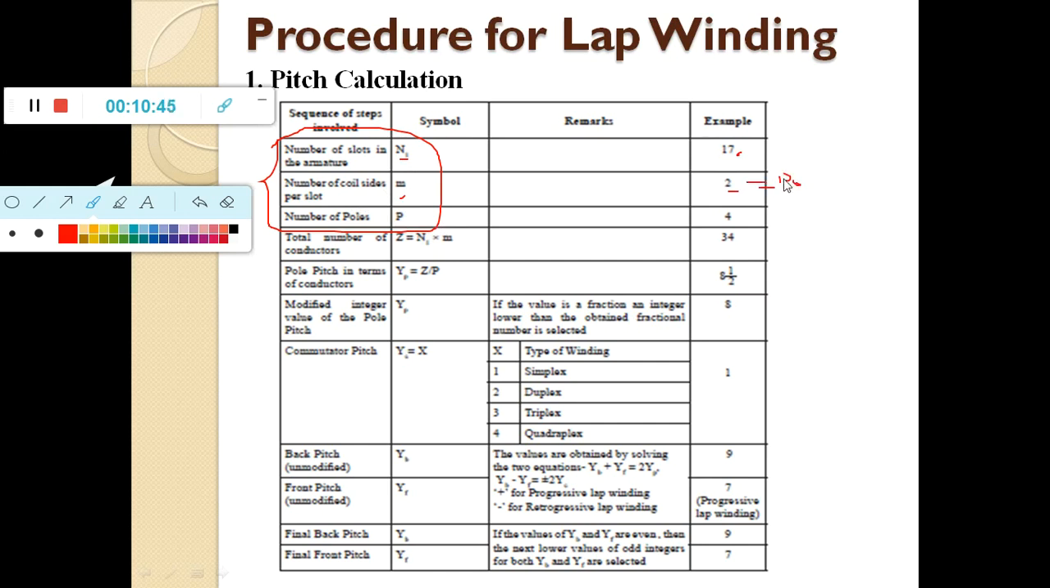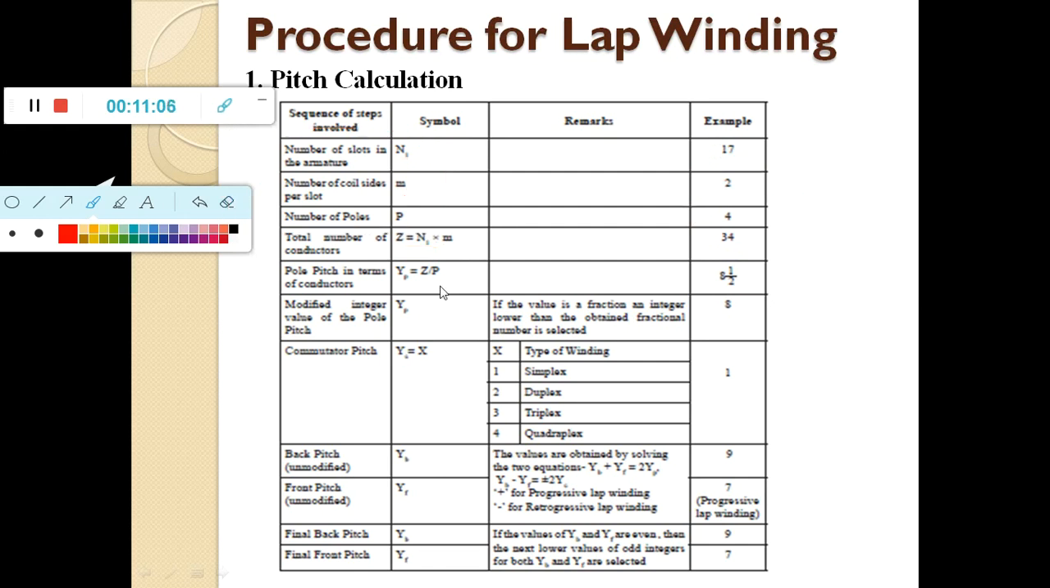It is a double layer, and number of poles is equal to 4. Now I need to calculate the total number of conductors. Z is equal to NL into M, 17 into 2, it will give us what? 34. So the total number of conductors is 34. We have 34 conductors, right?